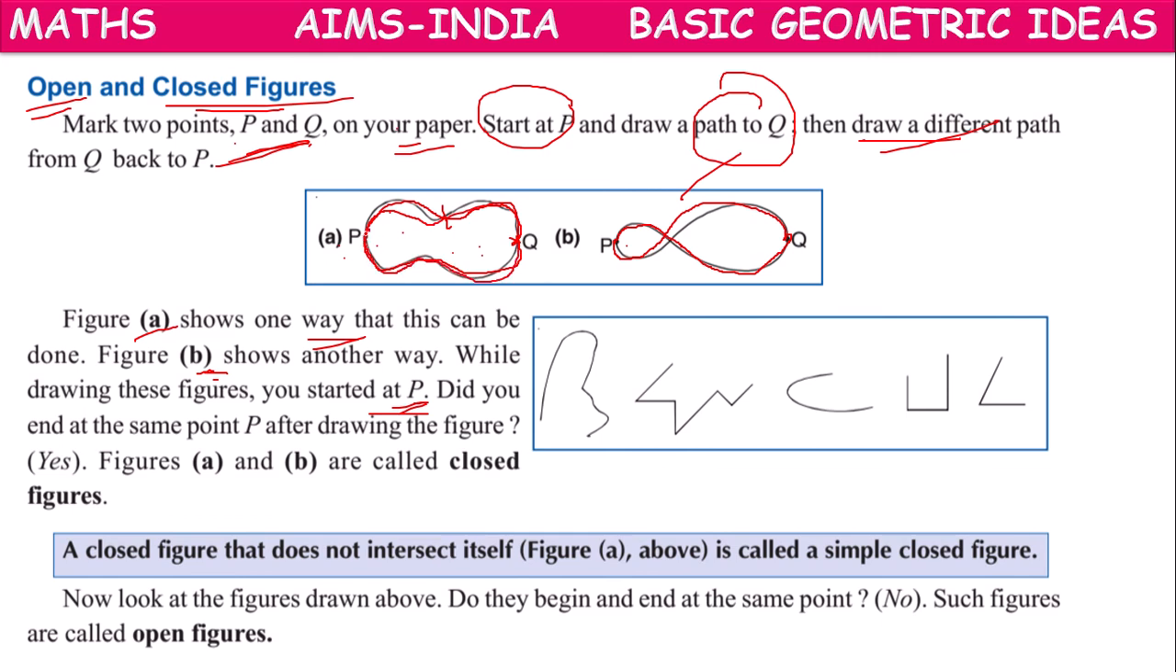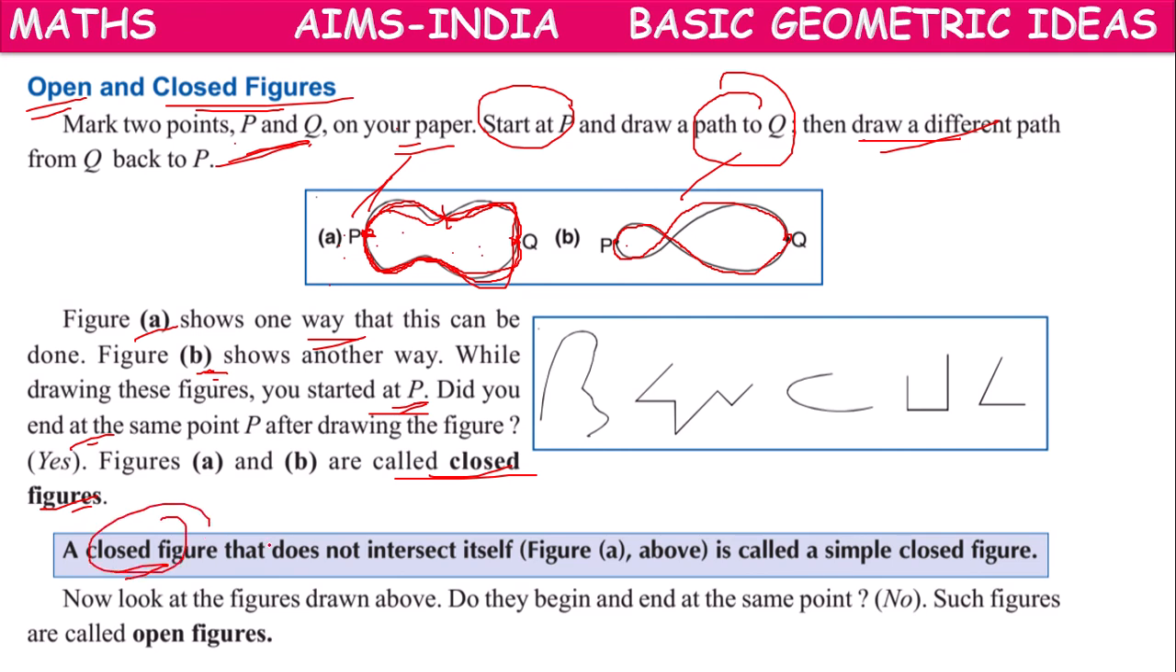It means the point from where we start the drawing is the point where we end the drawing. So here the end point will be P. If we start drawing a geometrical figure and come back to the same point and complete the figure, that kind of figure is called a closed figure. Here A and B are said to be closed figures.